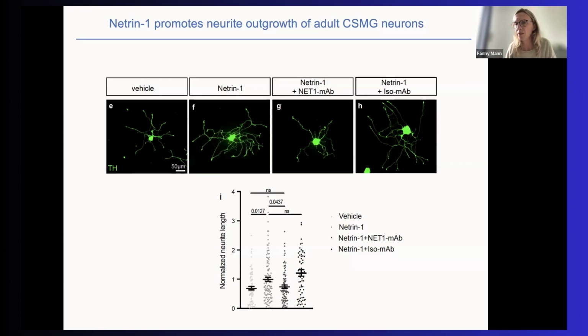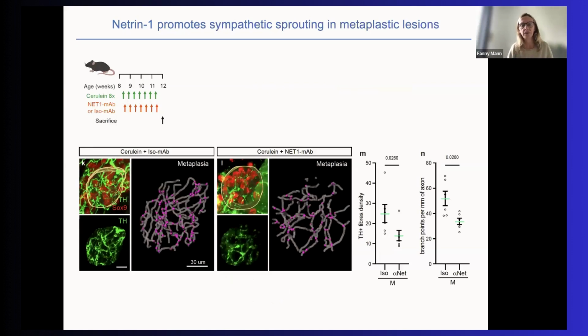And we can block this growth-promoting activity of netrin-1 using a netrin-1 blocking antibody, whereas the isotype control antibody had no effect. So this suggests that netrin-1 can stimulate the growth of DCC-expressing sympathetic neurons. So we tested this idea directly in vivo by treating the mice with netrin-1 blocking antibody at the same time that we induce chronic pancreatitis.